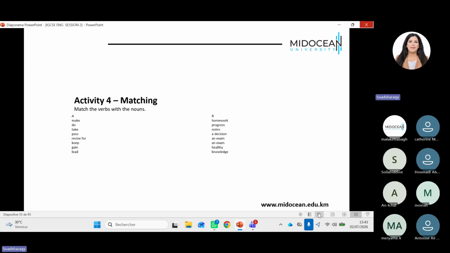You have a matching exercise now, dear participants, okay? So match the verbs with the nouns. Let's listen to who wants to start. You can raise your hands. Matching. Quickly.